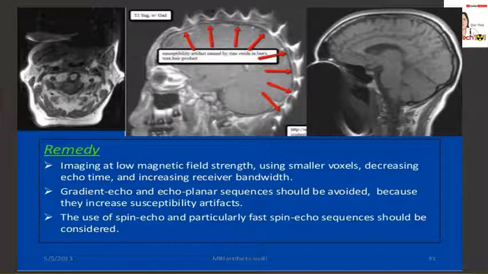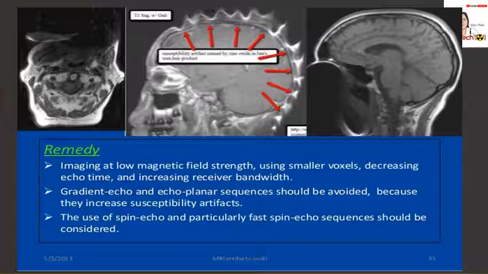So imaging at low magnetic field strength using smaller voxel sizes, decreasing echo time, and increasing receiver bandwidth, pwedeng ma-resolve yung susceptibility artifacts. Also, iwasan yung gradient echo and echo planar sequences para ma-avoid din yung presence ng susceptibility artifacts, because with the use of gradient echo and echo planar, pwedeng mag-increase yung possibility na magkaroon ng susceptibility artifacts.